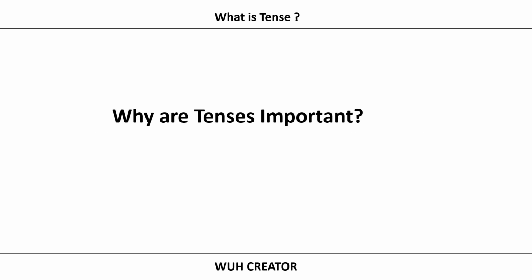Why are tenses important? Tenses help us speak English correctly, write clear and meaningful sentences, understand when an action takes place, communicate our ideas effectively. Without tenses, it would be difficult to know whether an action happened before, is happening now, or will happen later.